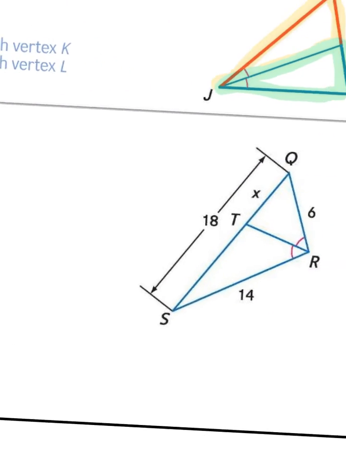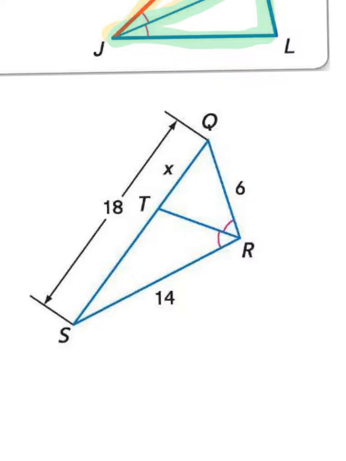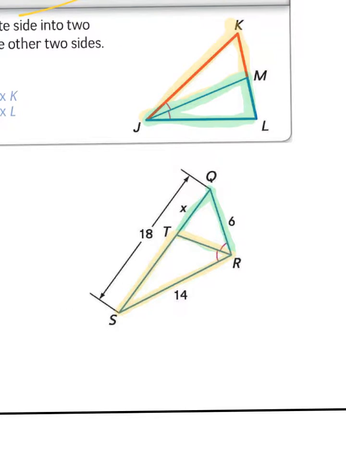So for this example, this is what it's going to end up meaning. I'm going to start off by tracing my two smaller triangles from the bisected angle down here at R, and those are the two smaller triangles. So you're tempted to set this up.